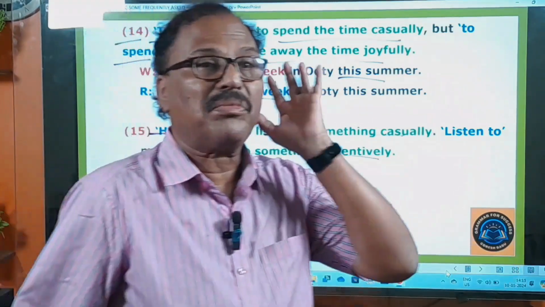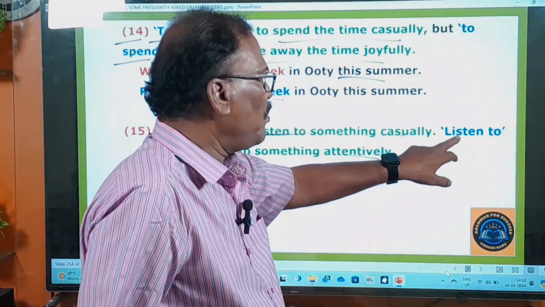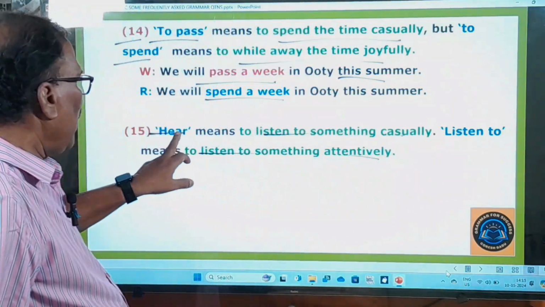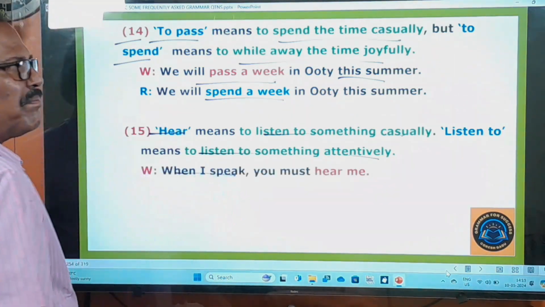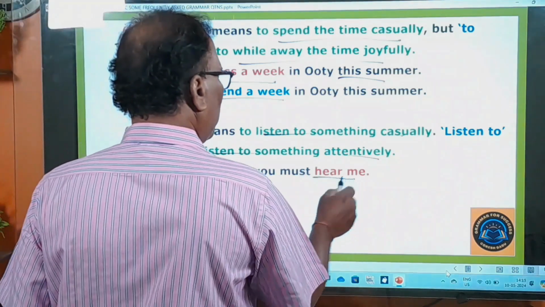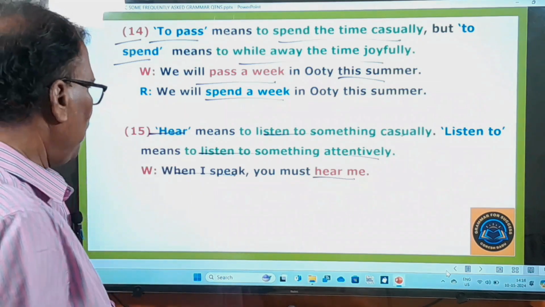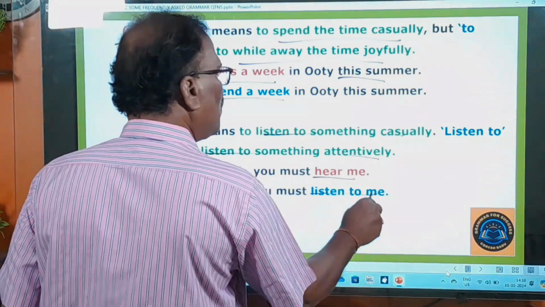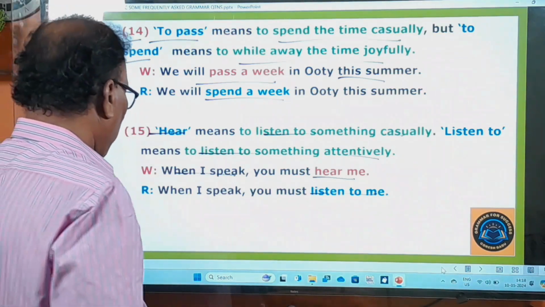But whenever somebody is speaking to you, how do you listen? You listen to it carefully. Listen to means శ్రద్ధగా విను. Hear means మామూలుగా విను. So here when I speak, నేను మాట్లాడేటప్పుడు యూ మస్ట్ హియర్ మీ. వాట్ ఈస్ దిస్? నేను మాట్లాడేటప్పుడు నువ్వు నన్ను మామూలుగా వింటావా? నో. వెన్ ఐ స్పీక్ యూ మస్ట్ లిసన్ టు మీ. శ్రద్ధగా వినాలి. వన్ మోర్ ఎగ్జాంపుల్ ఇస్ గివెన్ హియర్.